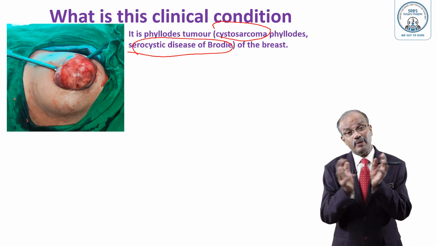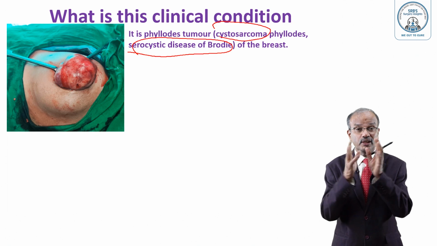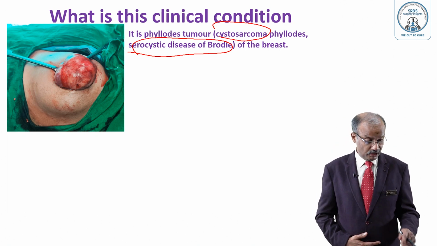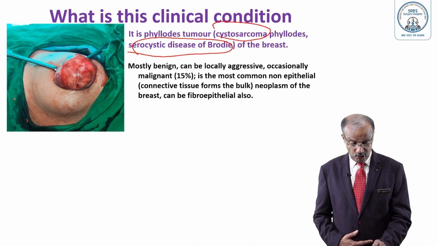Phyllodes is like leaf branching, like leaves. The word phyllodes means like tree leaves. So it looks like that. That's why it is named Phyllodes tumor. And so it is mostly benign, can be locally aggressive, and occasionally malignant or metastatic.